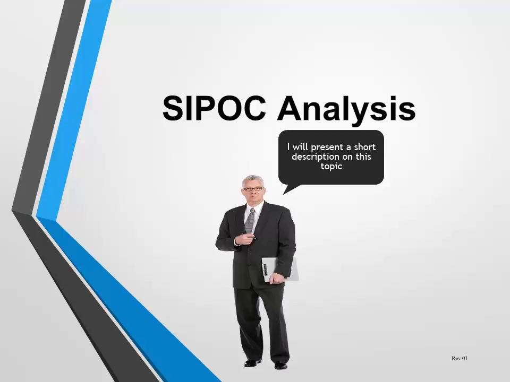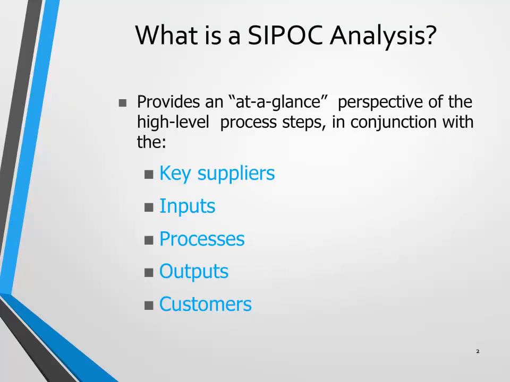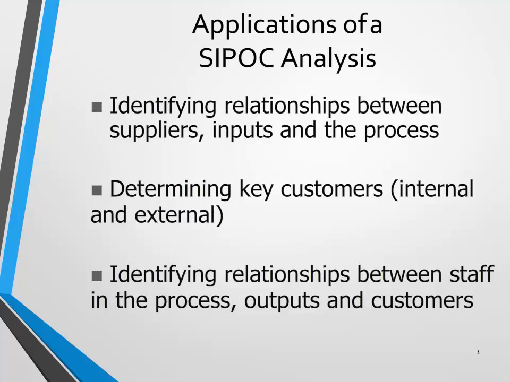Welcome to SIPOC analysis. SIPOC analysis is a high-level process map which describes the relationship in conjunction with suppliers, inputs, process, outputs, and customers. One application of the SIPOC analysis is that it can identify relationships between the supplier's inputs and the process. It helps us to determine and identify key customers, both internal and external, and allows you to see the relationship between the customers, suppliers, inputs, process, and outputs.